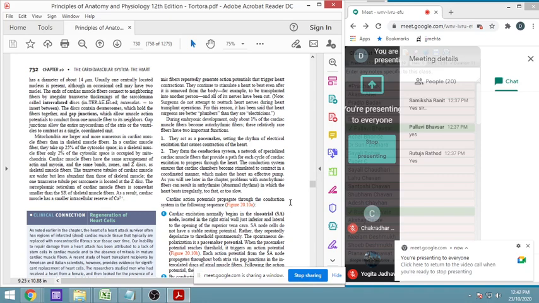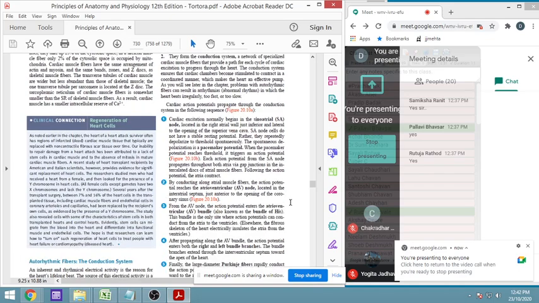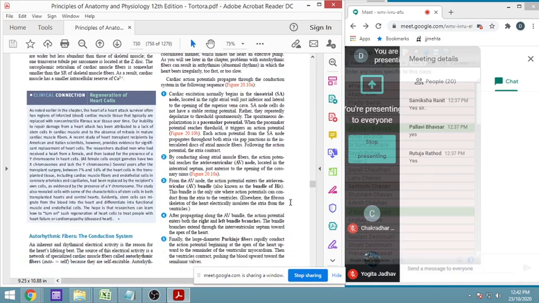The next thing is that there are groups of cells, as I told you, which form the basic conduction system, which we call autorhythmic cells. They have their own mechanism. These are specialized cardiac muscle fibers, which we call autorhythmic fibers.